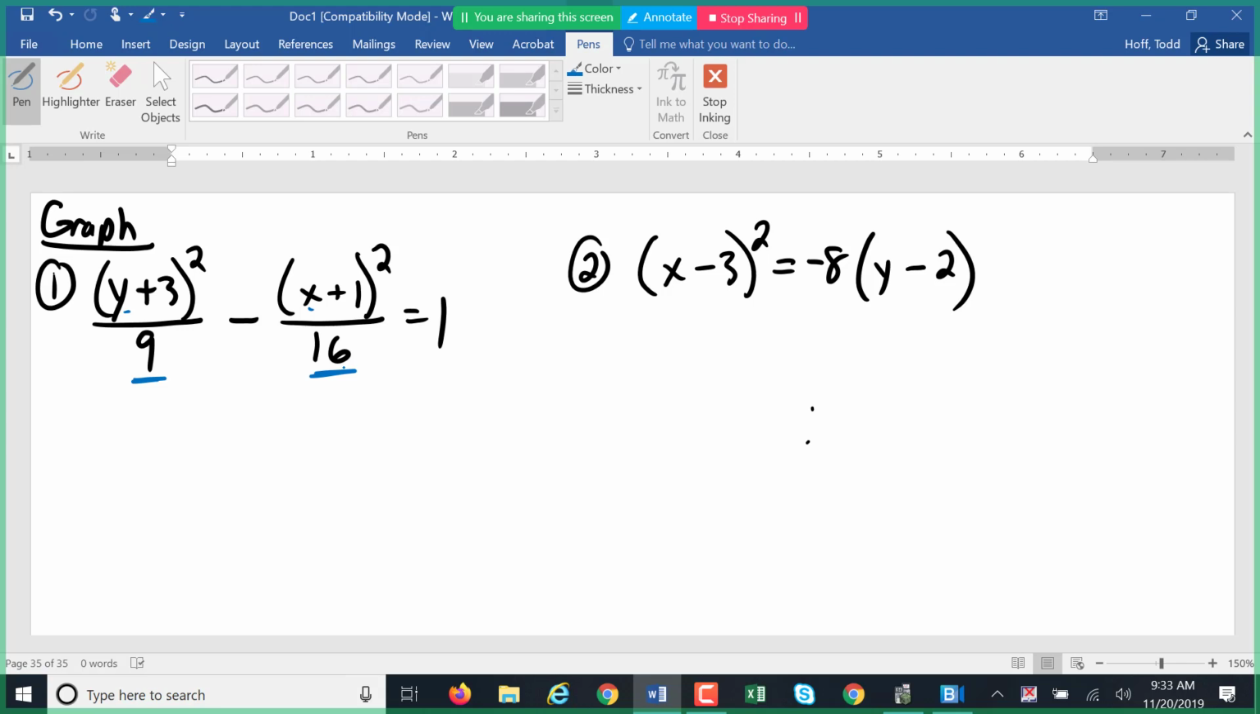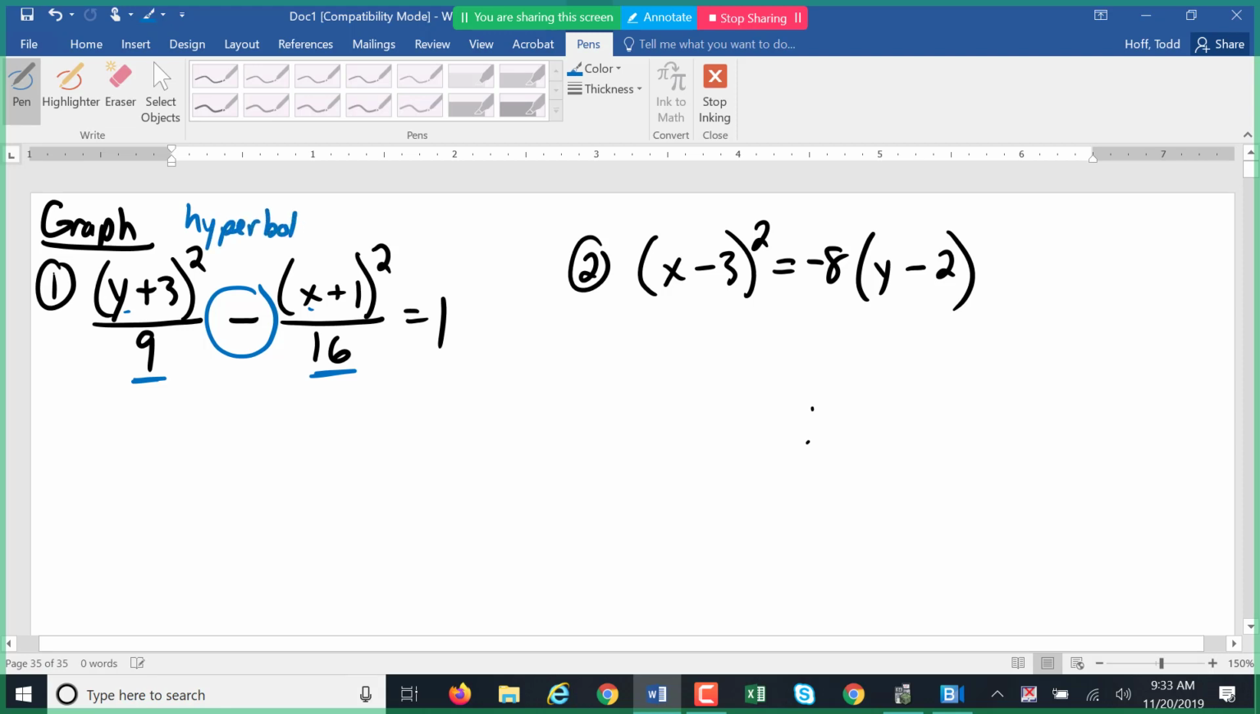So that means it's either a hyperbola or an ellipse, and the fact that it's a minus between them tells us that this has to be a hyperbola. So now that we know the shape, we can pick out the pieces. In a hyperbola, whichever variable comes first and is positive is the direction that it opens. Since the y is the positive one, this is going to open vertically like that.